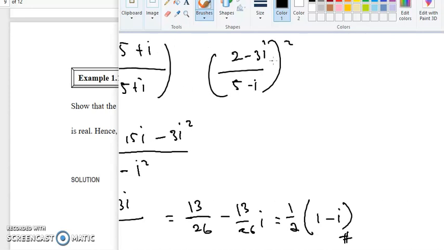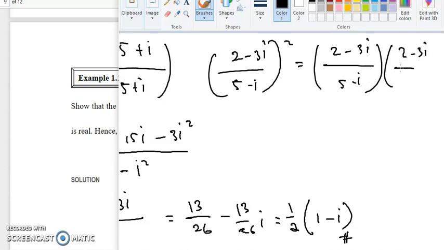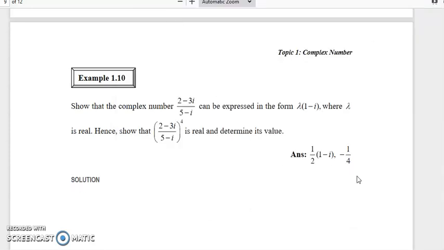Okay, expand this one first. So what you have there is (2 minus 3i) over (5 minus i) here, multiplied with (2 minus 3i) over (5 minus i) here, and having the same thing again, multiply one more time, and you get this answer. Now you have the answer, so you are going to multiply again with the same thing there. So therefore, you can get the answer, which is negative 1 over 4. So please make sure you try it on your own there.